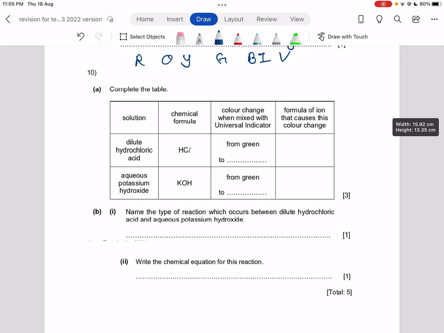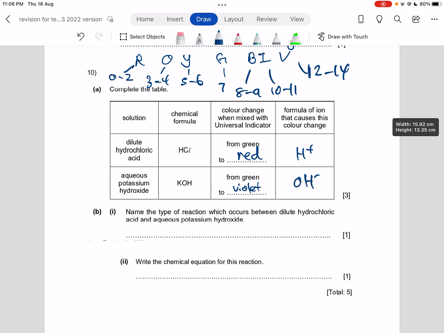So this one, the pH 0 to 2. This one, 3 to 4, 5 to 6. This is 7. Then this is 8 to 9, 10 to 11, 12 to 14. So HCl belongs to red. Green to, this one is violet. Okay, so this one is H plus, OH minus responsible.